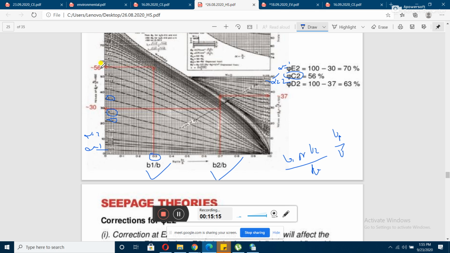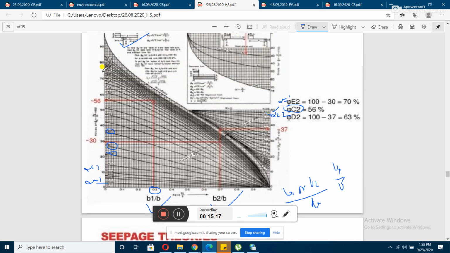So this particular location here will give us the value of phi c2. This axis represents your phi c value. Okay, this represents your phi c value. Just remember this. This represents your phi c value, and this axis represents your phi d value.